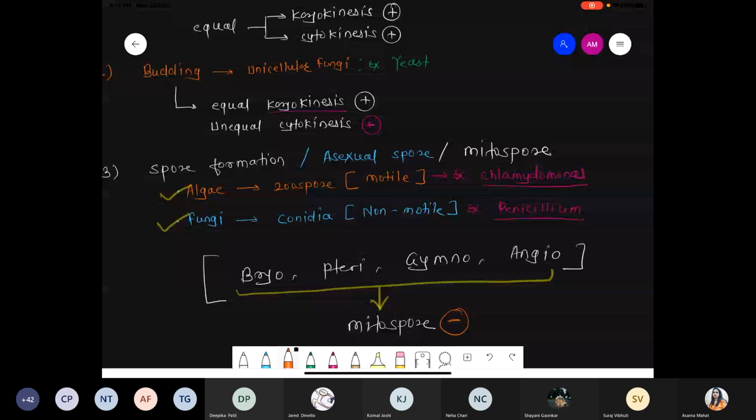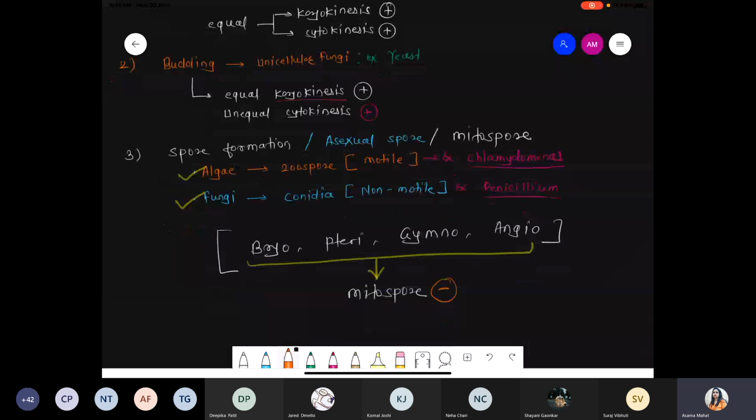Then spore formation, very unique, very short information. So just revise the previous part also, so we'll get a clear-cut idea. Spore formation, asexual spore, also called mitospore, because they are a product of mitosis.